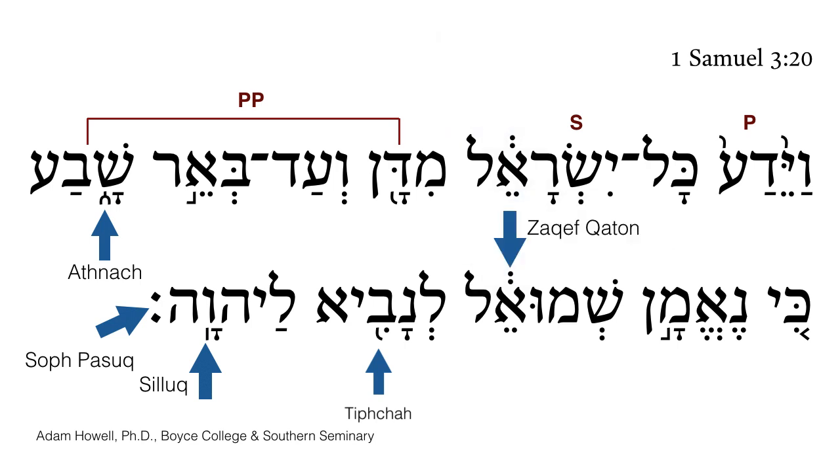So again, the tifka sets off the subject. The zakef katon sets off the subject and the predicate from the adverbial accusative lenavi and the prepositional phrase ladonai. So this final line then would be this: for Samuel was established, or if we go back and translate ki as that, this is what the people knew, that Samuel was established as a prophet to the Lord.